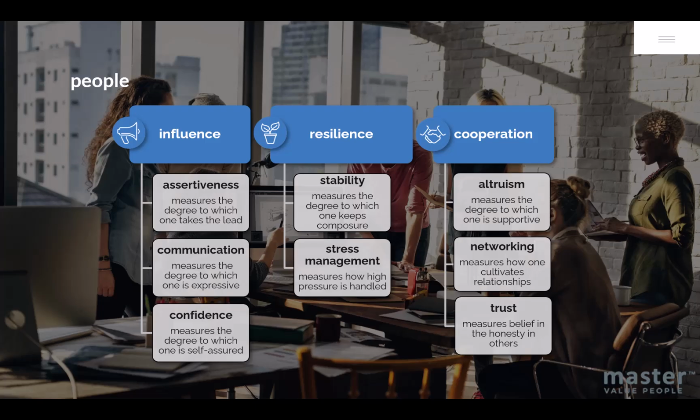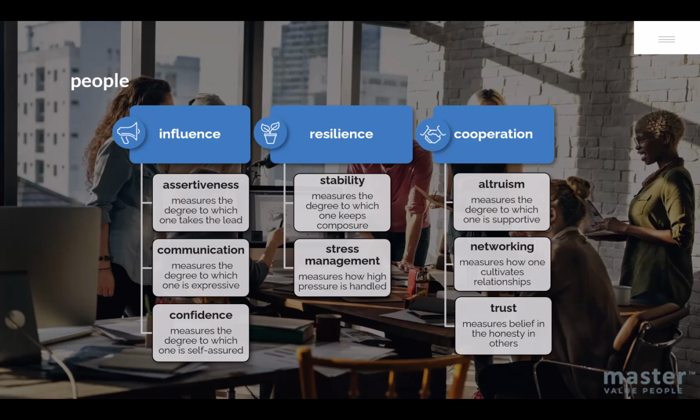Stress management measures how well high pressure is handled. If someone enjoys and thrives in an environment with a constant high workload and frequent new tasks, they will likely score high here. This is, again, relevant for high-stress roles such as emergency services personnel and surgeons, but also applies to roles like stockbrokers, where the ability to handle intense, ongoing pressure is needed.